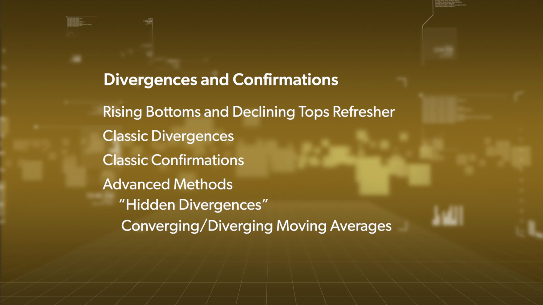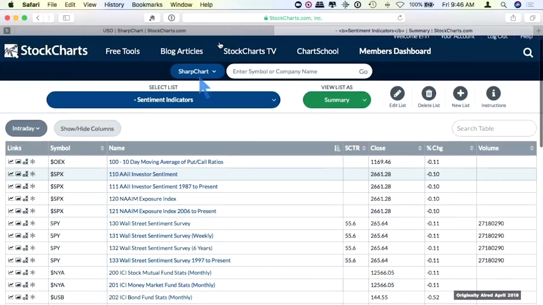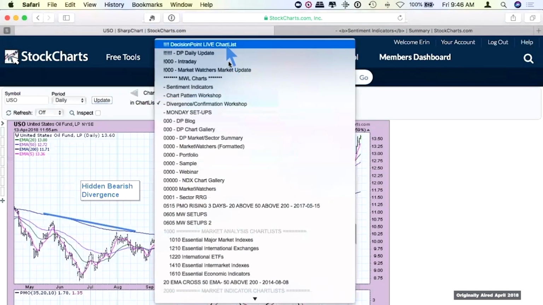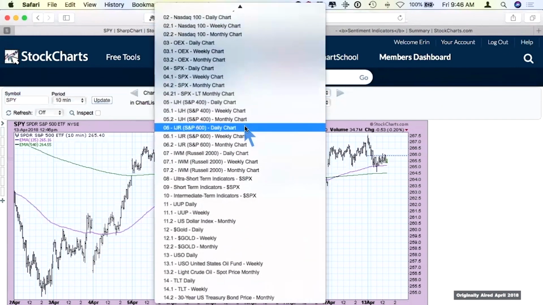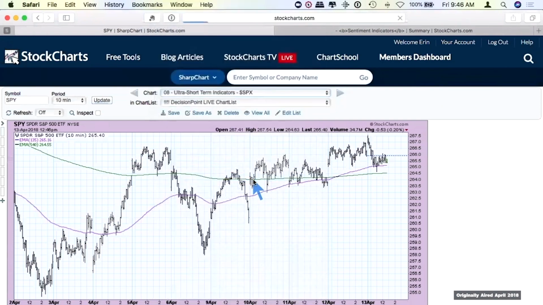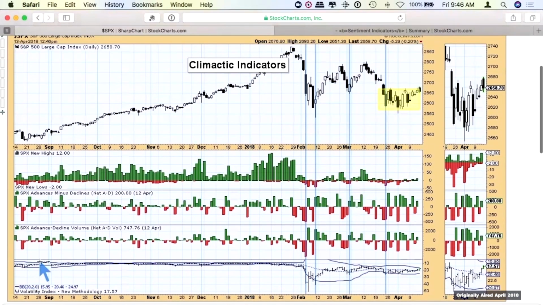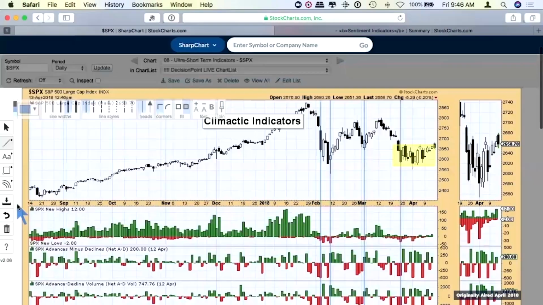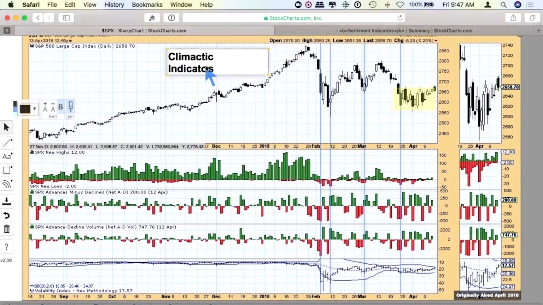All right, so let's go ahead and we'll go look at a few examples here. I want to show you first, as an example, one of my favorite indicators here. And that would be the decision point indicators. And I'll show you the ultra short term and intermediate term. And I know there's going to be some confirmations and divergences on there. There always are. So let's look at this one, and I will go ahead and annotate. So I want to get some trend lines going here. So let's move some of this stuff out of the way.